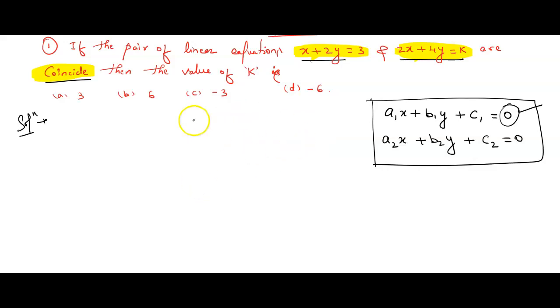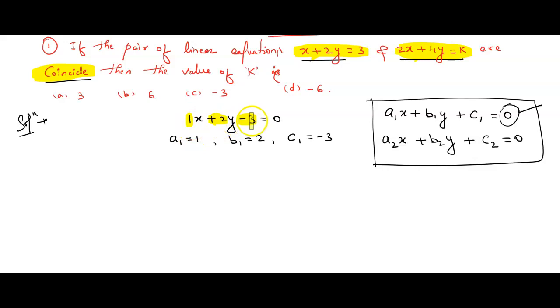Understood? So what is the standard form? X plus 2y plus 3 comes to the LHS side, it becomes minus 3, that is equals to 0. This is our first equation. Okay, here nothing is there means we have to assume 1 is there. It means the value of a1 is plus 1, the value of b1 is plus 2, okay, and the value of c1 is minus 3. You can see this is a1, this is b1 and this is c1.